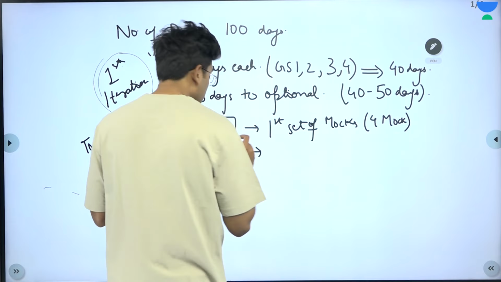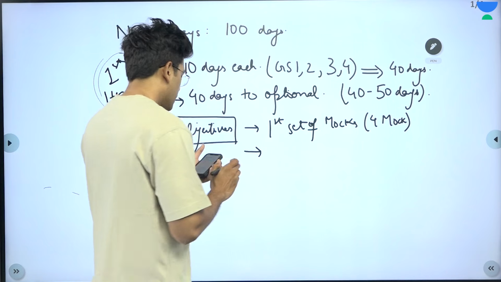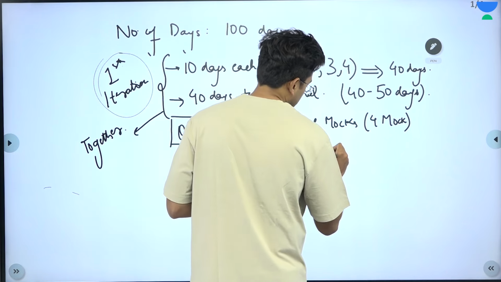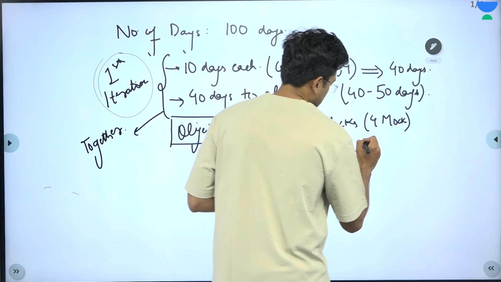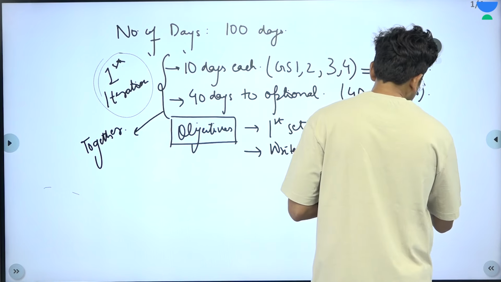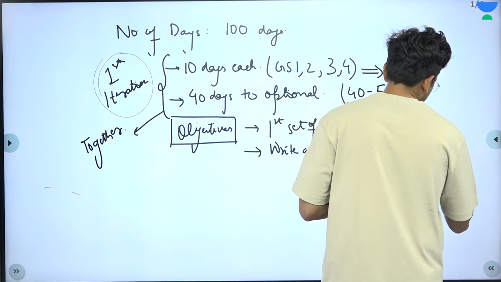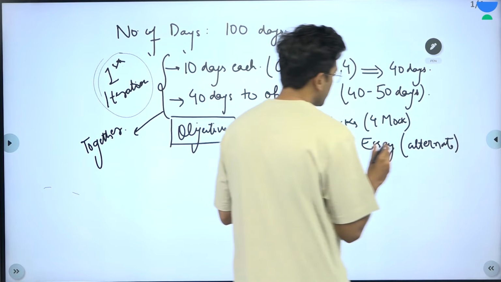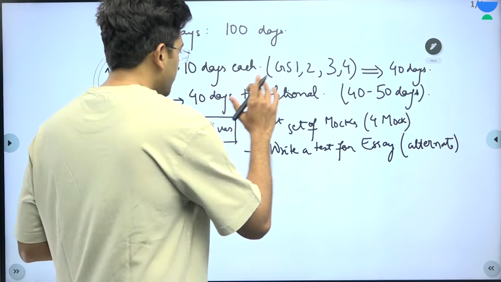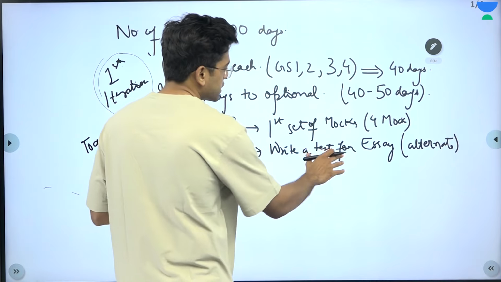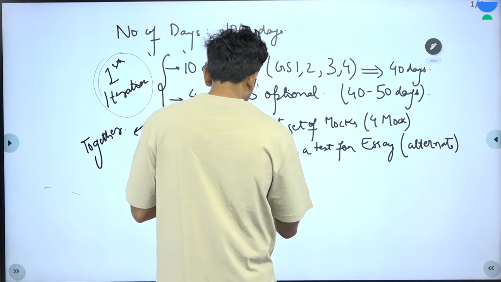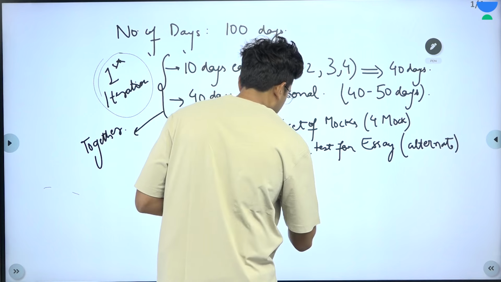Second one, the very first block I talked about, essay. Write a test for essay. Every alternate week, I would say, at least, or even every week if you want. In this way, you are not lagging behind the preparation of your essay as well. So it will be a really nice idea if you start writing a test for essay and keep it along with your GS and optional.